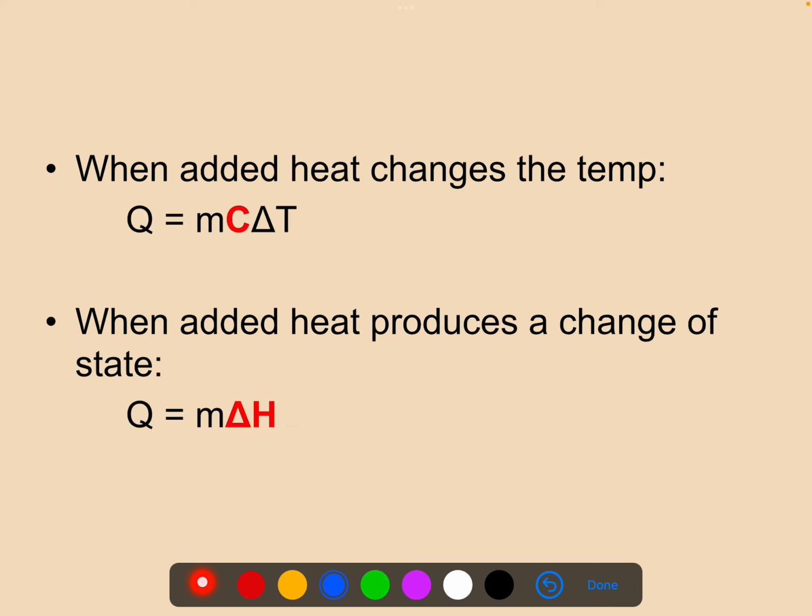So we said added heat changed the temperature. That happened on the slanted parts. But there were parts where heat was changing, but temperature did not. Those are going to be our phase changes, those changes in state. Those were the flat line parts of the curve. Whenever it is going through a phase change, temperature did not change. So we have to use this formula of Q equals M delta H.